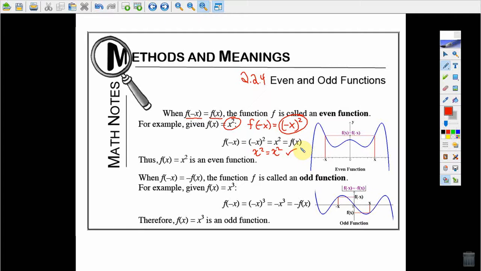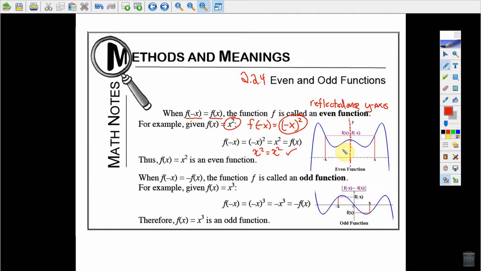Graphically, what does this mean? Graphically, this means that even functions can be reflected over the y-axis onto themselves. They have reflective symmetry on the y-axis, or x equals 0, and I have a little example right here. If we were to imagine folding this function along that dotted line that I just drew, you could see that it would land right on top of itself.